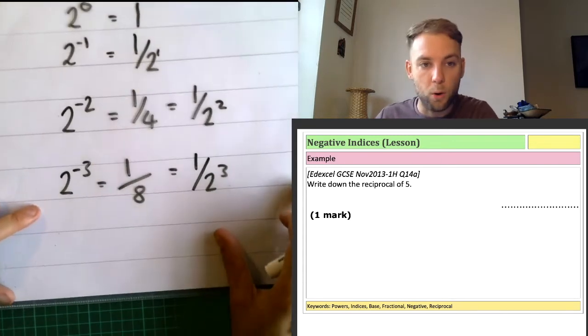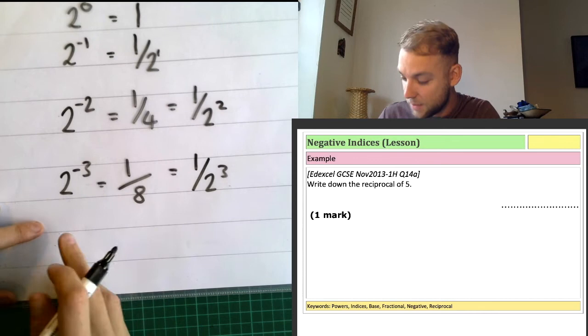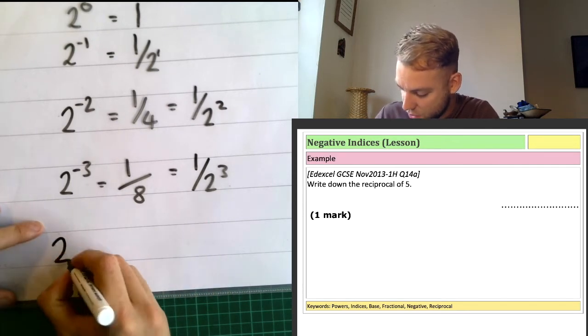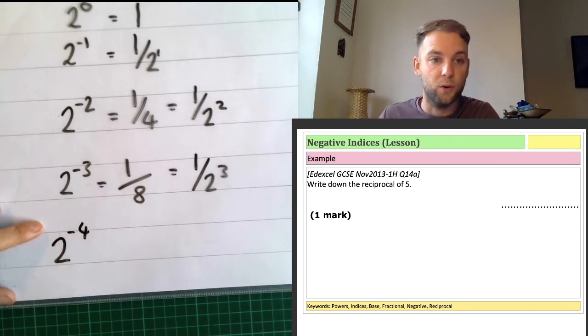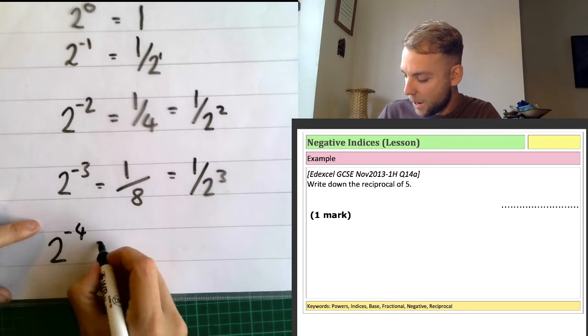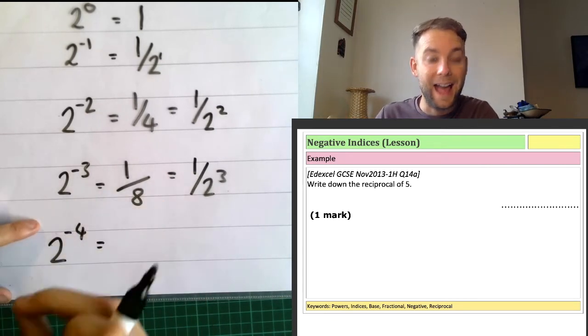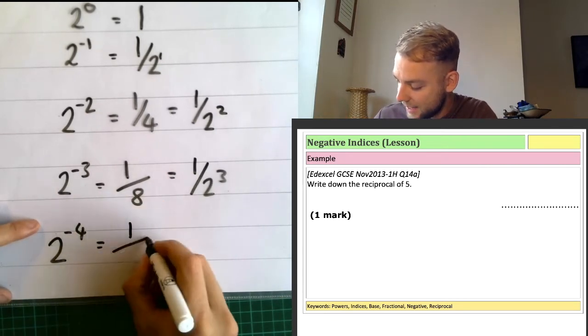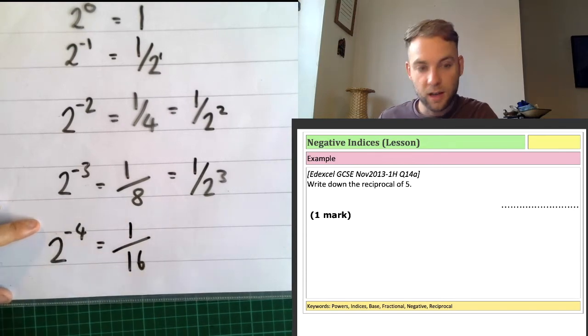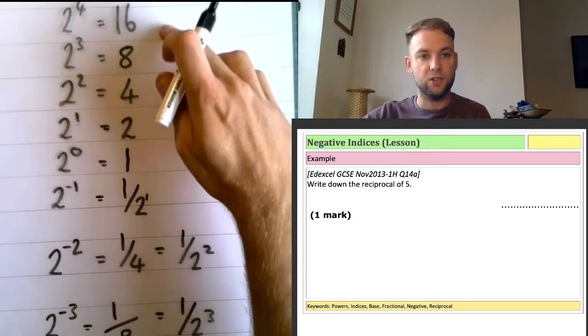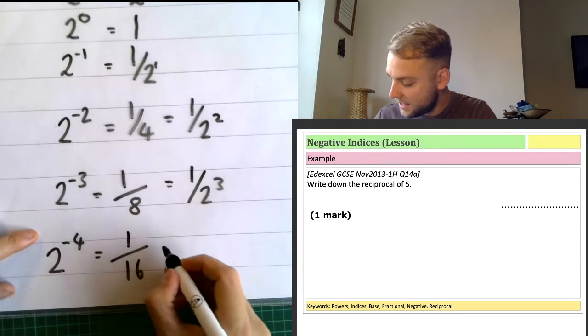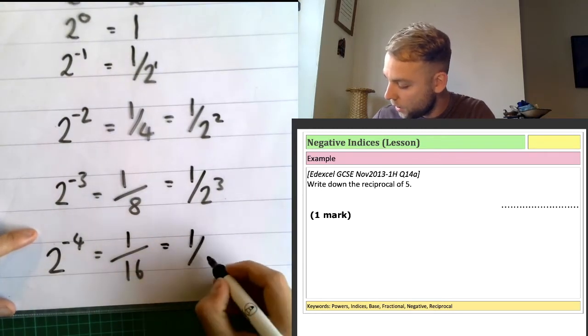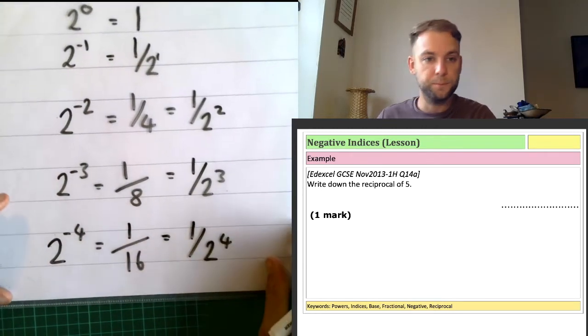Okay, let's do one more. Let's see if we can figure out the pattern now. You might be able to say straight away what this is. So 2 to the power of minus 4. Now a half of an eighth is 1/16. And do you know where we saw 16? We saw 16 at the top, didn't we, when it was 2 to the 4? This is equal to 1 over 2 to the power of 4.